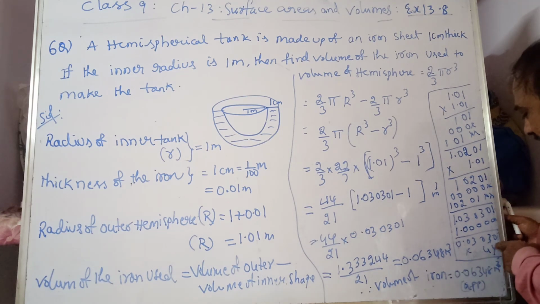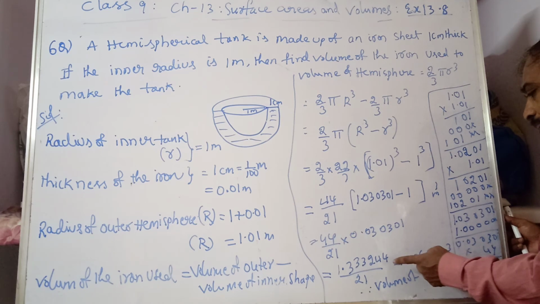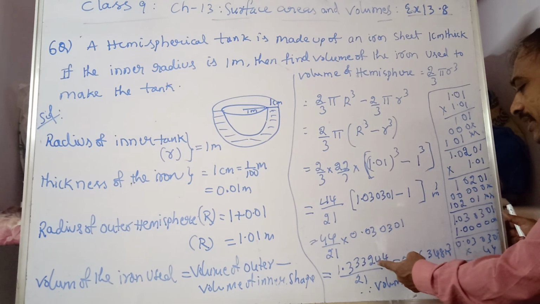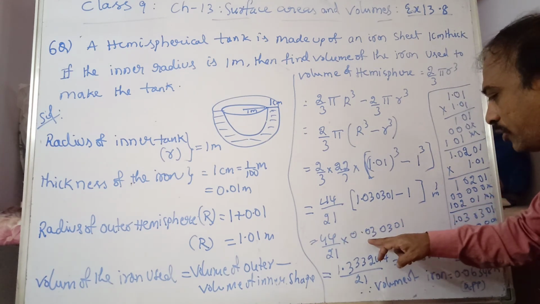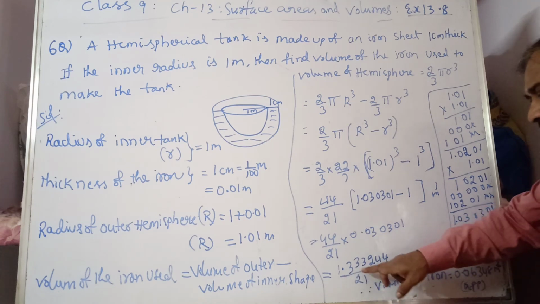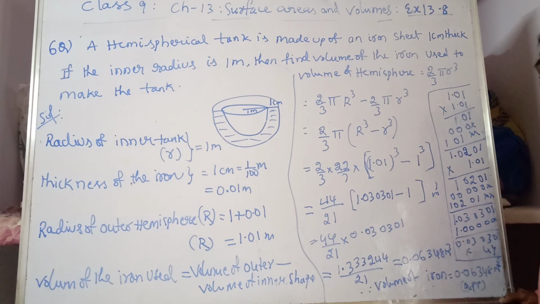0.06348. If you multiply 44 into 0.030301, you get the answer 1.333244, divided by 21 will give you this much iron volume, that iron sheet. Is it clear? Right. Sorry for the inconvenience. Here we did some calculation. 1 plus 1 is 2 we wrote, and here 2 plus 1 plus 1, you see here 2, before we wrote as 1. Clear?